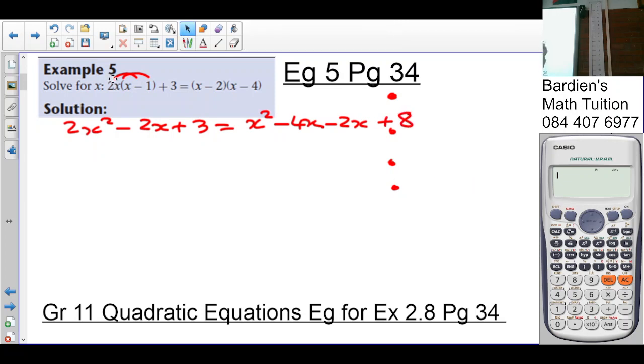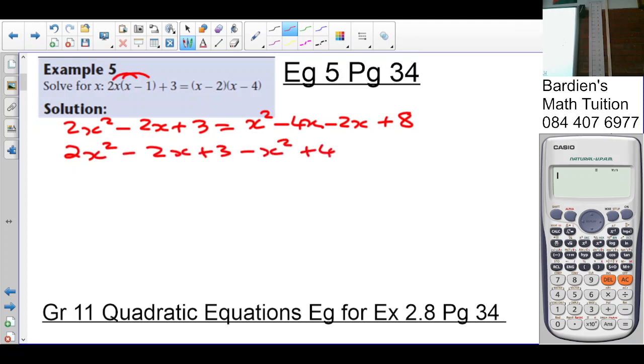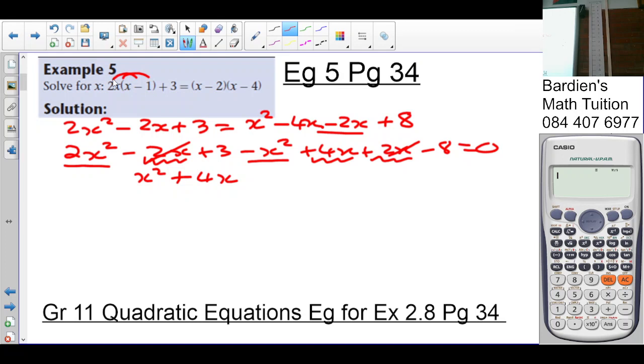All agree with that? Okay. Bring everything to one side because I want to get it in standard form. So it's 2x squared minus 2x plus 3 minus x squared plus 4x plus 2x minus 8 is equal to 0. I could have added like terms there if I like. So 2x squared minus x squared is x squared. Negative 2x plus 2x cancel. Then I'm left with plus 4x. 3 minus 8 is negative 5, equal to 0. You all agree with that? So it's now in standard form.